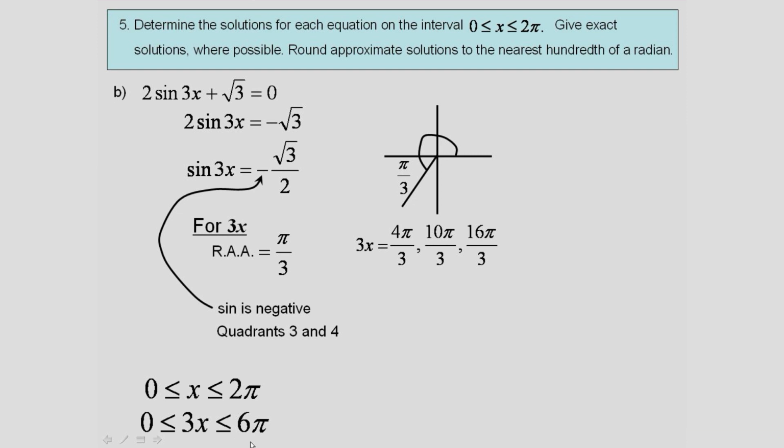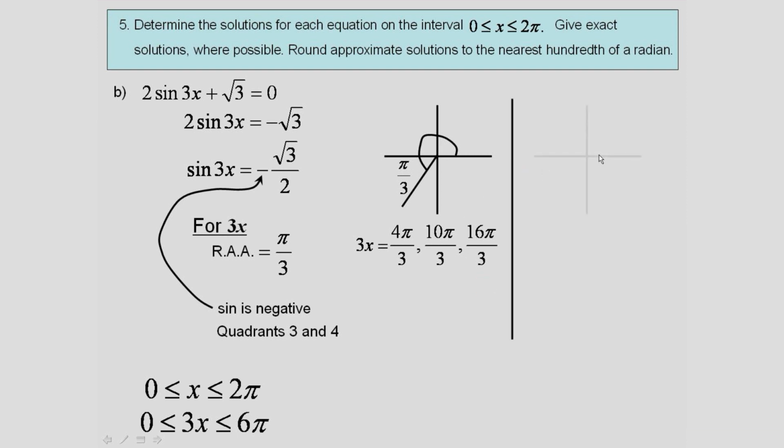Now, can we go one more? No. We're only allowed to go up to 6 pi. And over 3, well, 6 pi would be 18 pi over 3. We can't go past 18 pi over 3. If we tried to add another 2 pi, we'd go over 18 pi over 3. In other words, we'd go over 6 pi. No can do. All right, so that was our quadrant 3 option.